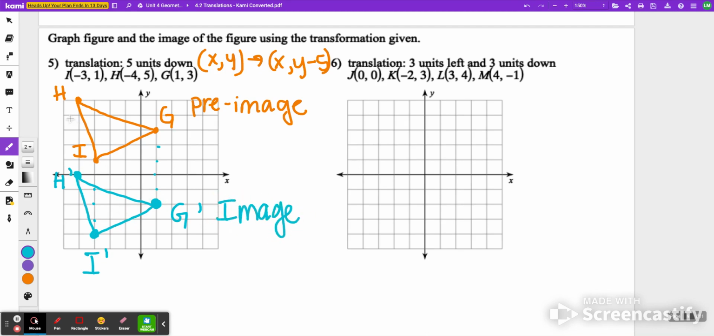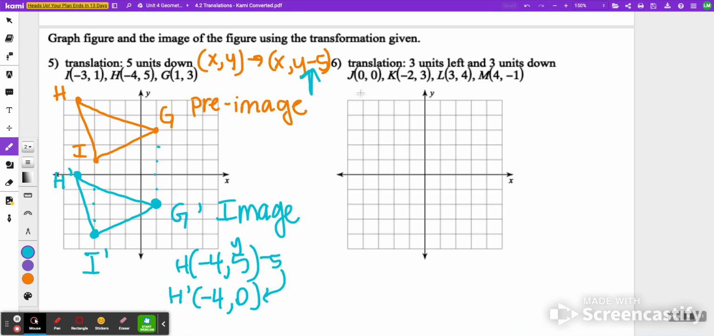Okay, I do want to show you something. So letter H is at -4, 5 to begin with, and H prime is now at -4, 0. Notice that my rule says 5 units down, which means I take my Y value and I subtract 5, and notice how 5 changed to 0. That's another quick way you can figure out how and where your translation will end up.